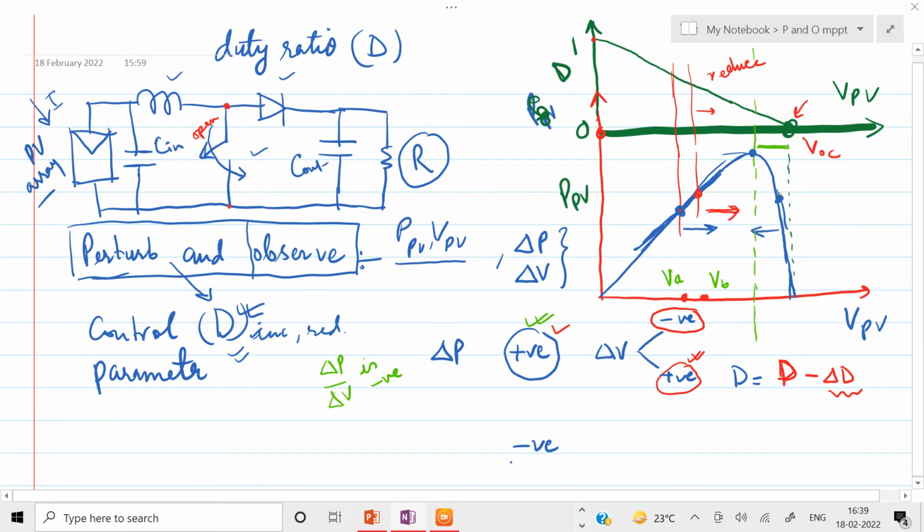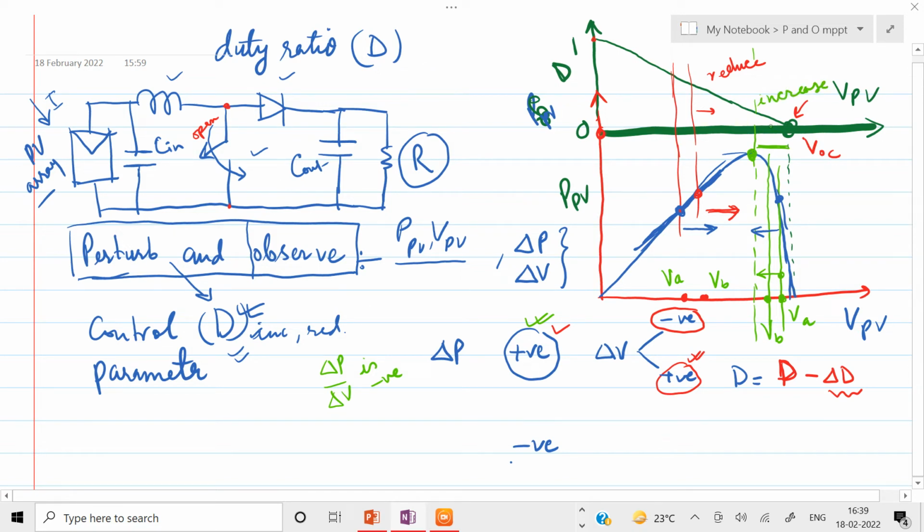So I take two lines here, one line this one and one line this one, and delta V is negative. That means V after is this and V before is this, isn't it? So V after is here. I have to move back to reach this point, the maximum power point, isn't it? To move back, what do I have to do? I have to increase the duty ratio.